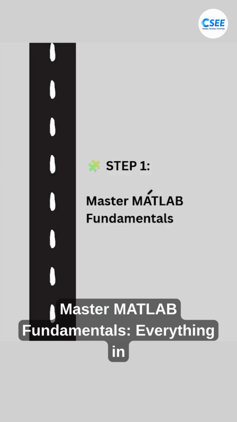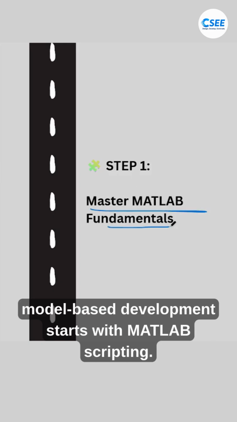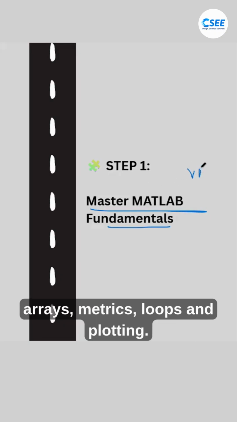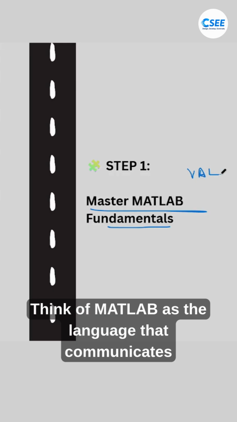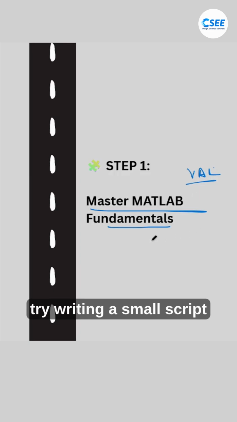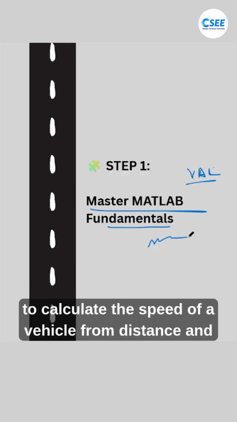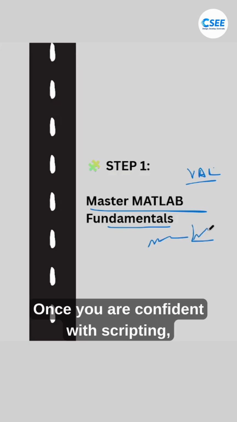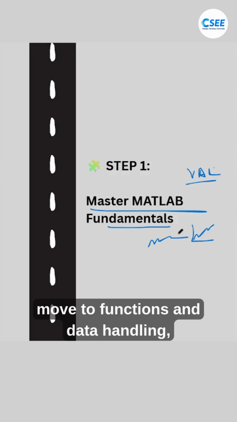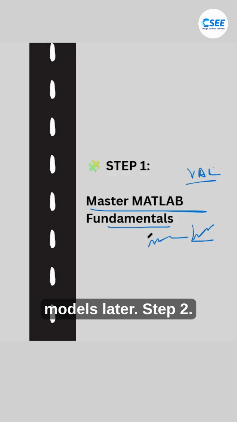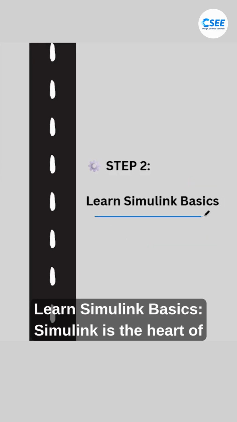Step 1, Master MATLAB Fundamentals. Everything in model based development starts with MATLAB scripting. You should know how to work with variables, arrays, matrices, loops, and plotting. Think of MATLAB as the language that communicates with your model. For example, try writing a small script to calculate the speed of a vehicle from distance and time. Then plot that speed graph. Once you are confident with scripting, move to functions and data handling because these will help you when you build complex models later.